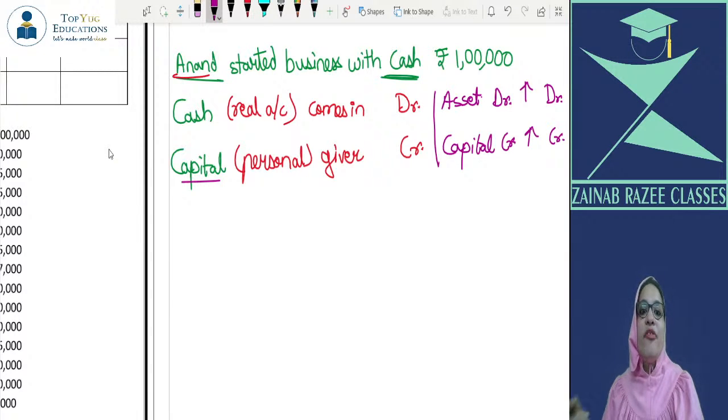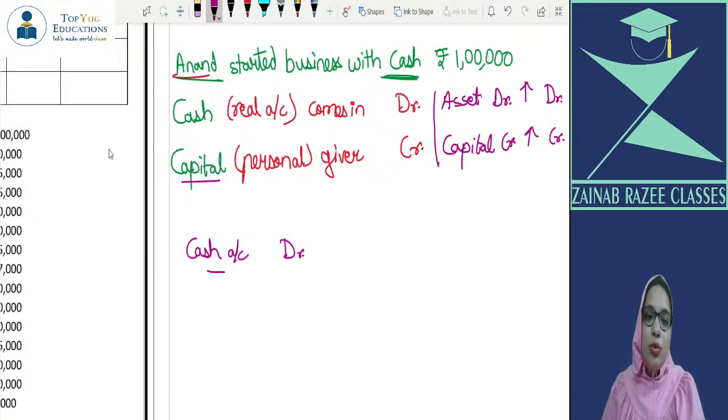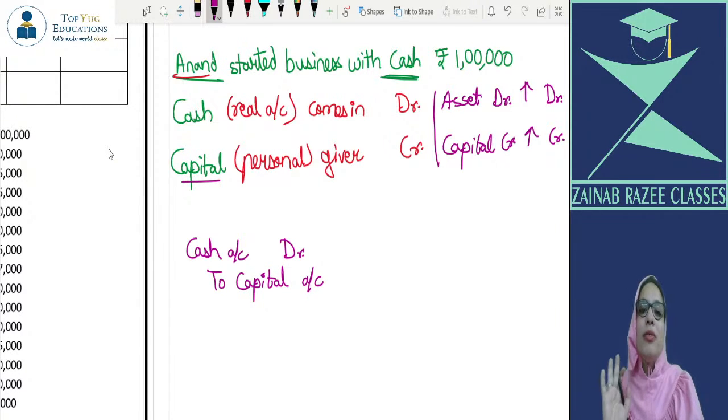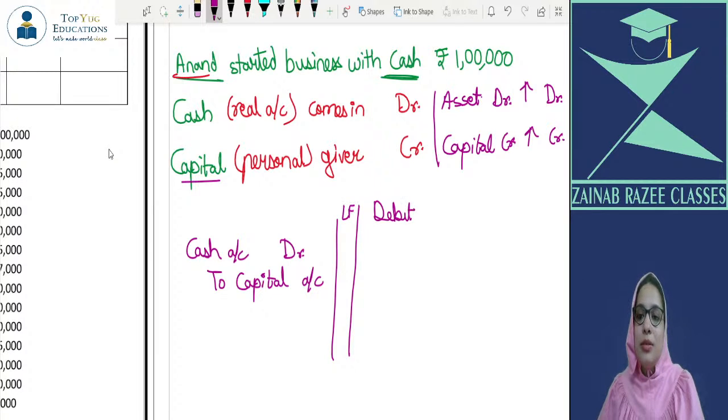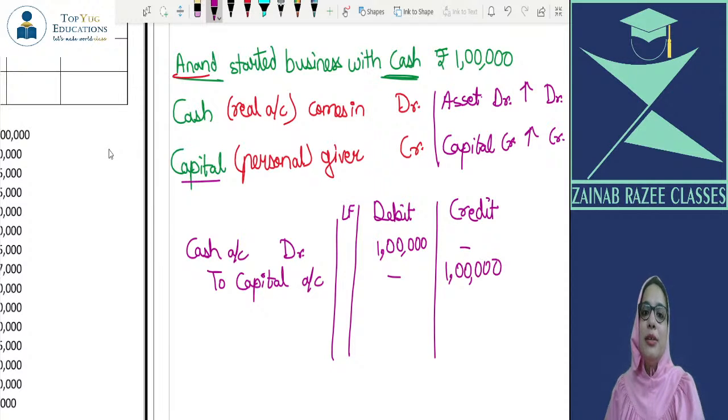Good. So, if I was supposed to pass a journal entry, my entry would have been, I'm ignoring the date right now, cash account debit to capital account. Ma'am, what is this 'to'? That is just a way of presentation. Instead of writing capital on the credit side, we write to capital account. So see, this was the LF, this was my debit, and this was my credit. On my debit, I write cash account debit 1 lakh, and in my credit column, I write capital account credit 1 lakh. Am I clear?